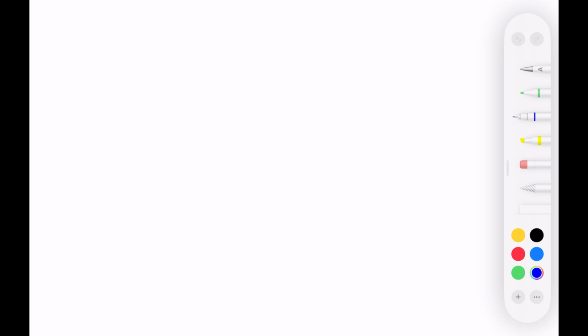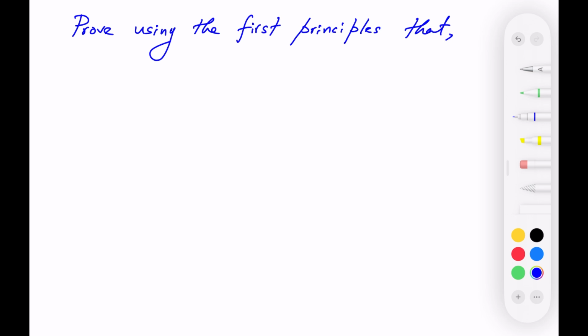Here's another homework problem. You need to prove using the first principles that the differentiation of the square root x is equal to 1 over 2 times square root x. We must use the first principles for this problem. That means you cannot simply go ahead and use the differentiation of x raised to the nth power to obtain the answer for this problem.